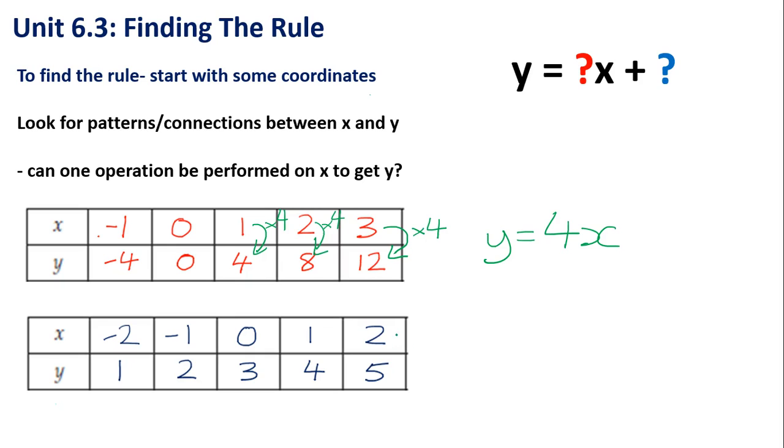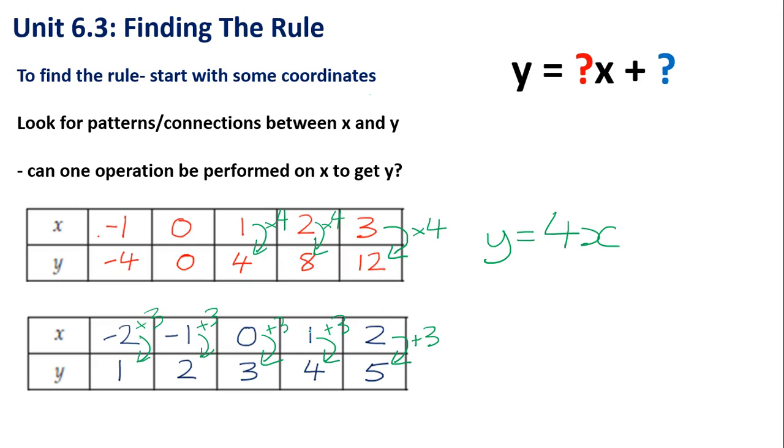Okay, so hopefully you might have noticed that there's a gap of 3 between each of our coordinates. So 2 plus 3 is 5, 1 plus 3 is 4, 0 plus 3 is 3, and so on. So again, adding 3 fits all of our coordinates.